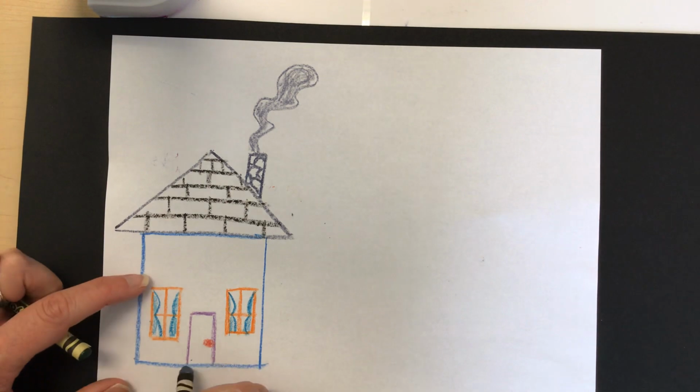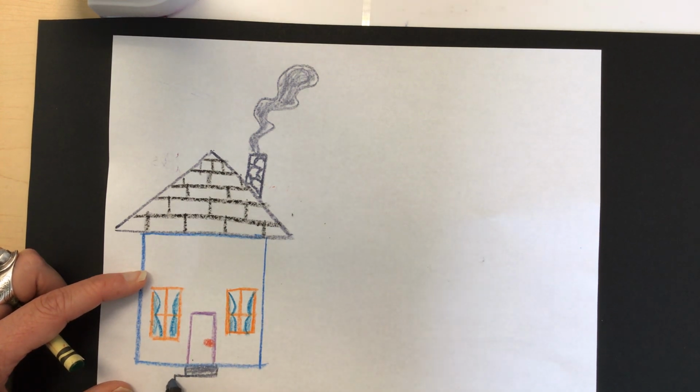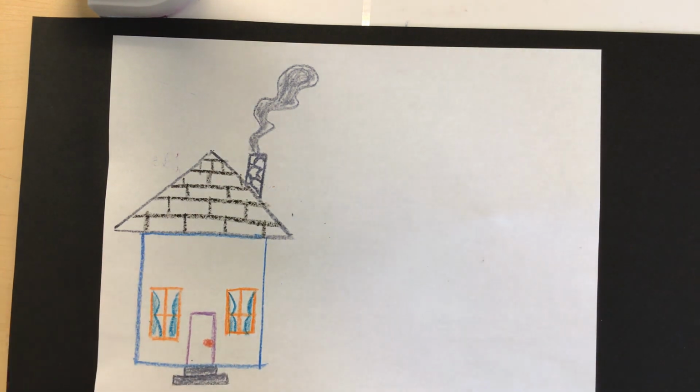I'm going to use the gray that I just had for my smoke, and I'm going to make a rectangle right outside as my first step. Next, I'll add a bigger rectangle, and there are my steps to get into the house.